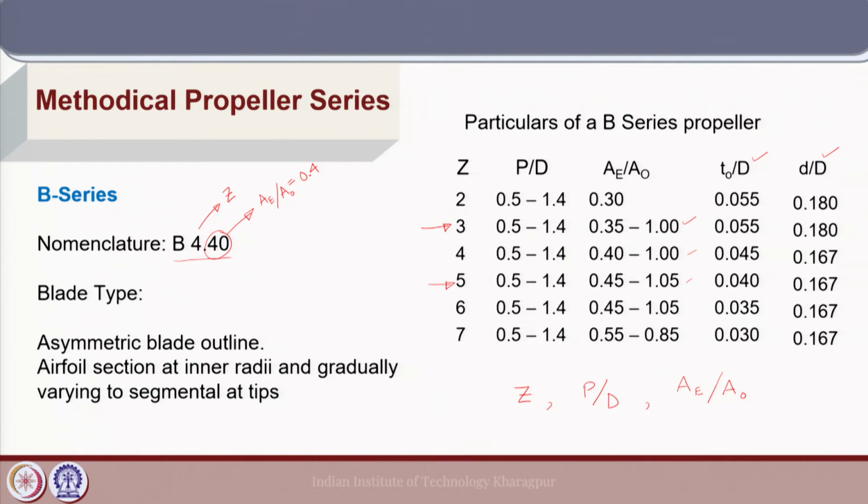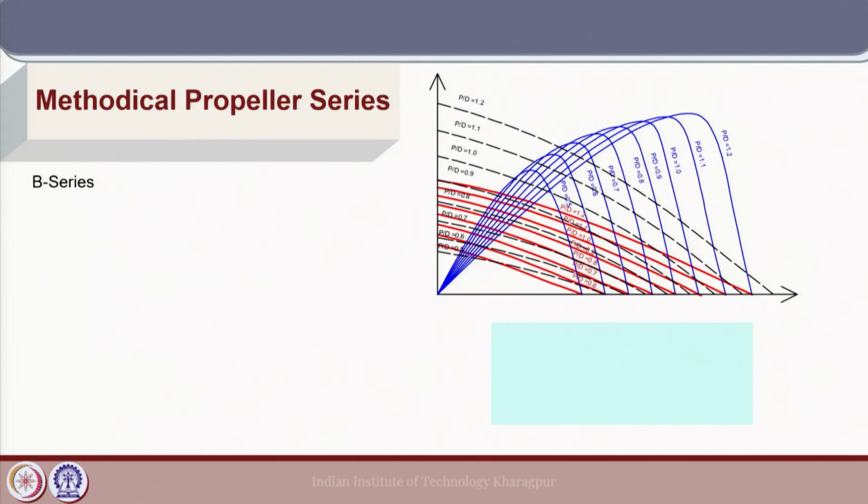So, if we combine this entire data set, it gives a wide range of variations of these three parameters, which forms a database based on which propeller characteristics in open water are presented and which can be used for design.